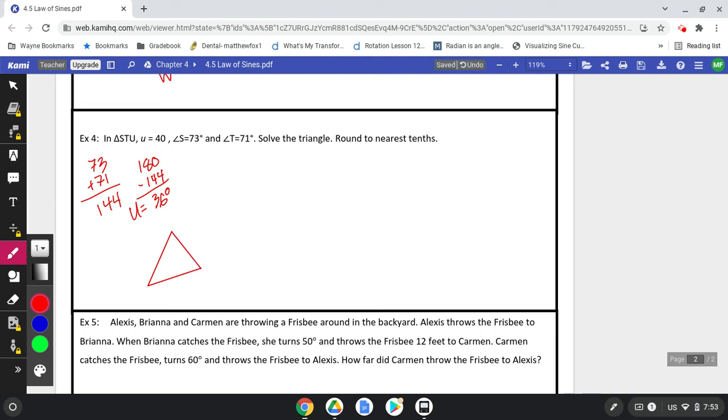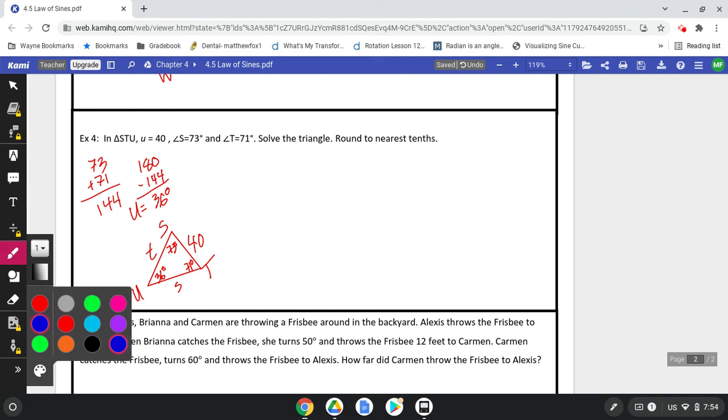And if we have S, T, U, okay, so T is 71 degrees. We just found U to be 36 degrees. And S is 73 degrees. Now little u is 40. And before we even solve this, we know that both little t and little s will have to be bigger than 40 because they're across or opposite of angles that are bigger. So let's go ahead and solve now.